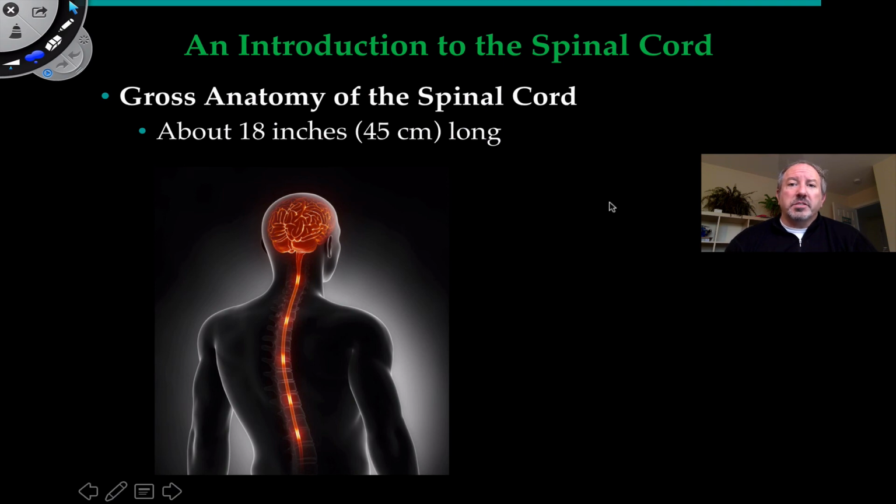So, one of the first things that I want to say about the spinal cord is that it's about 18 inches long, or about 45 centimeters. It's about half a meter long, and of course, it's connected to the brain, and that makes up your central nervous system. And we're like, well, how does the spinal cord come out of the brain?